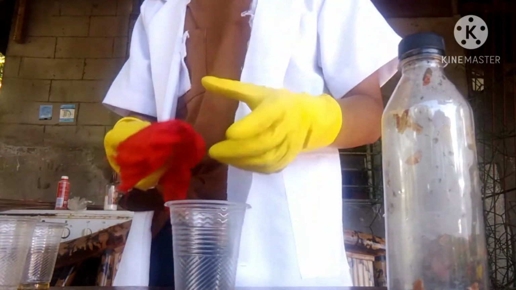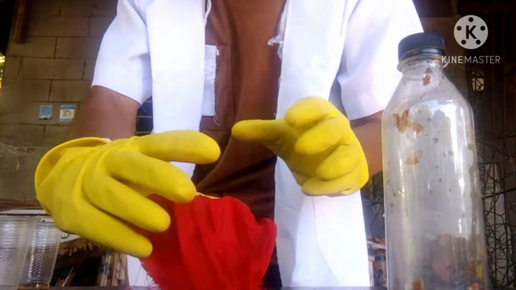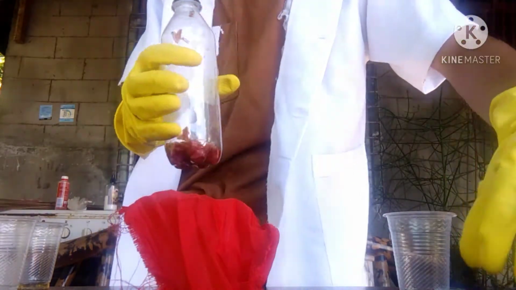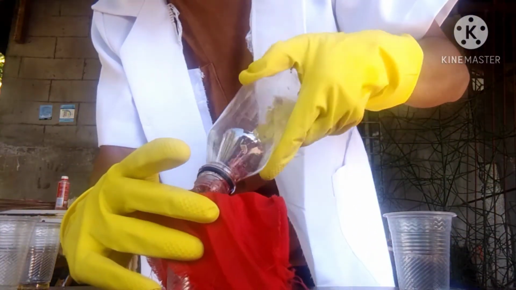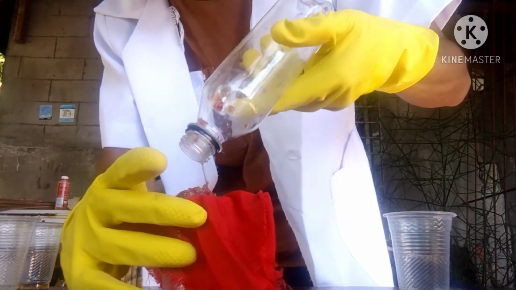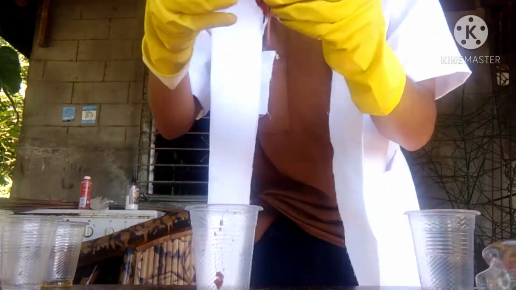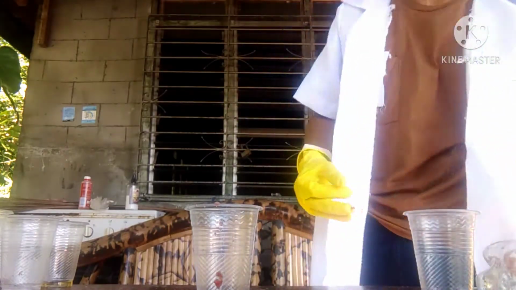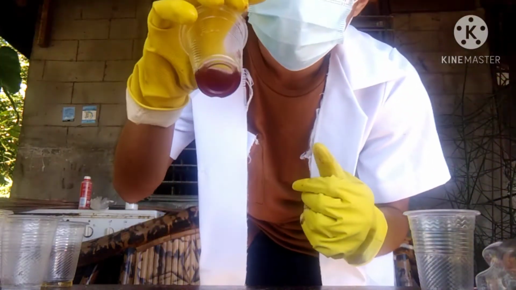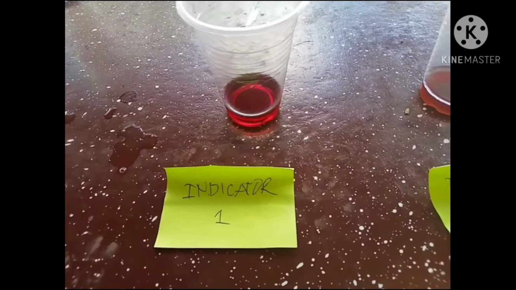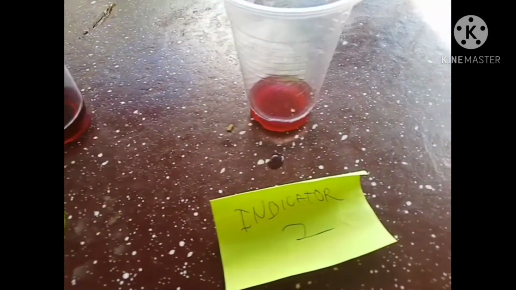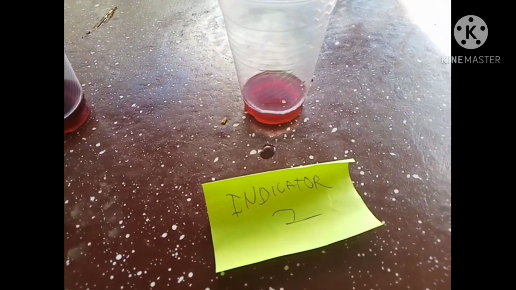In the second bottle, I soak the flower petals with 1 teaspoon of plain water and let it also mix overnight. After that, I extract it using a cloth. So the flower soaked in alcohol is indicator 1 and the one in plain water is indicator 2.